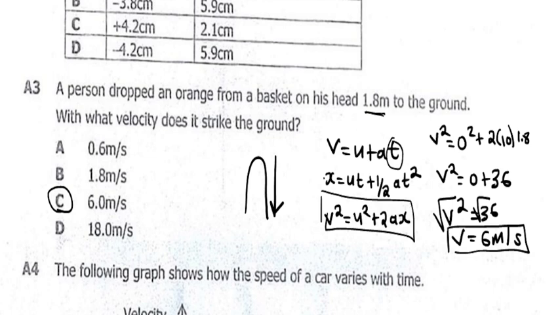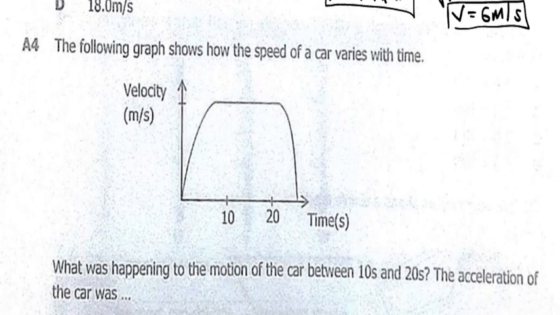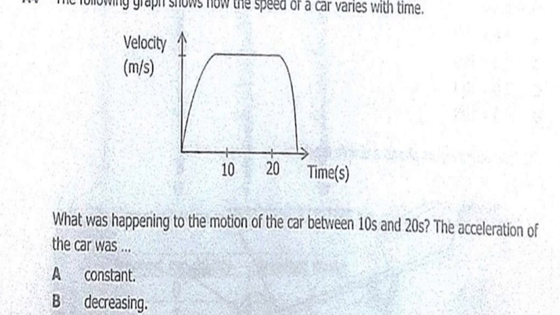Alright, we proceed. We look at another question, question F4. The following graph shows how the speed of a car varies with time. So what was happening to the motion of the car between 10 seconds and 20 seconds? Now look, 10 seconds is here and 20 seconds is there. So what was happening in between here?